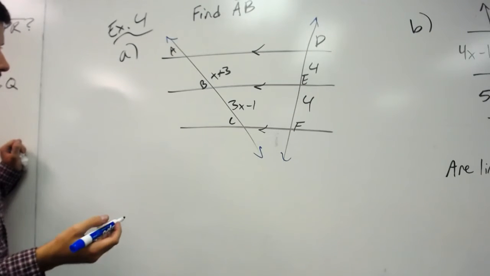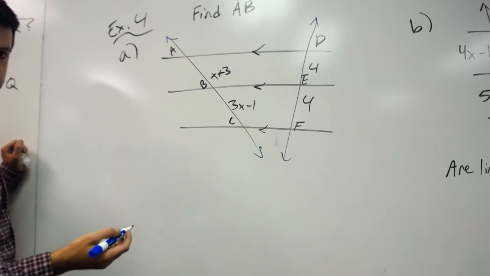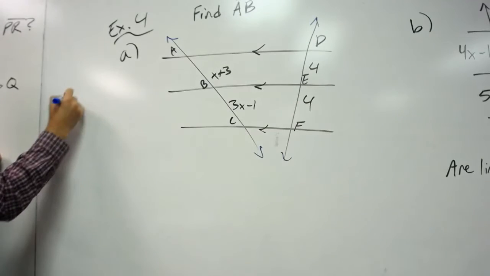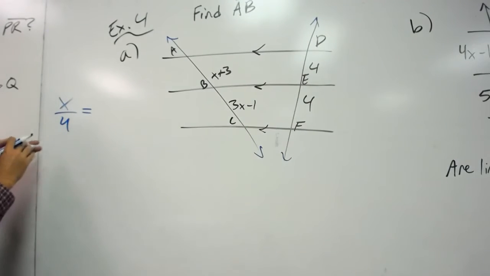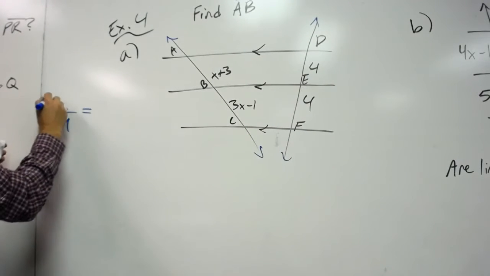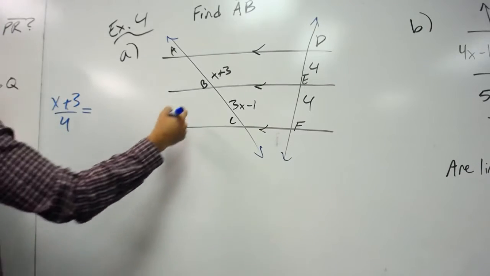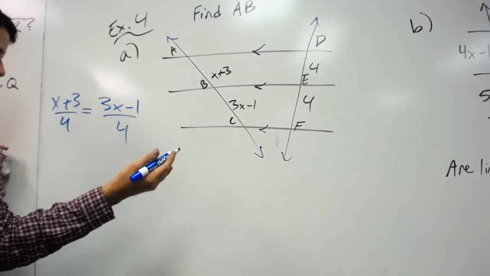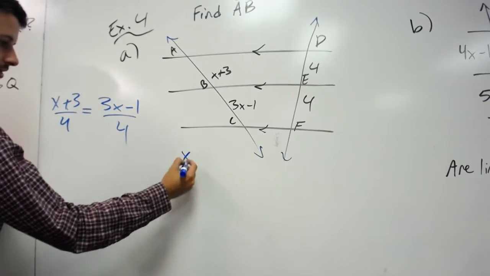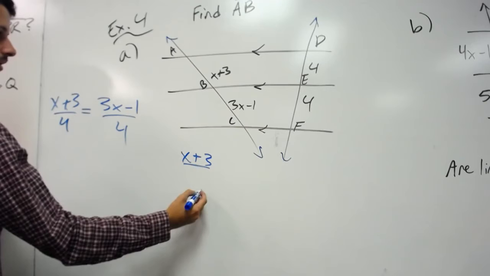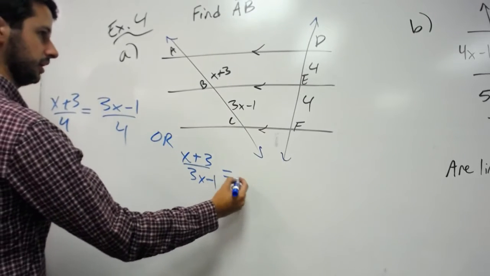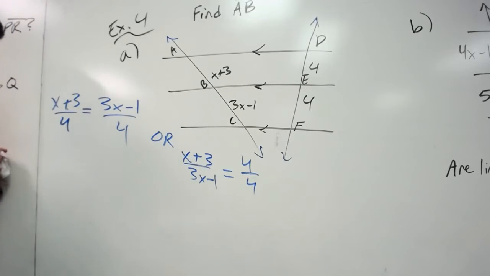You could actually do your proportions different ways. You could do x plus 3 over 4 equals 3x minus 1 over 4. Or you could do x plus 3 over 3x minus 1 equals 4 over 4. Pretty sure you can do it that way as well.